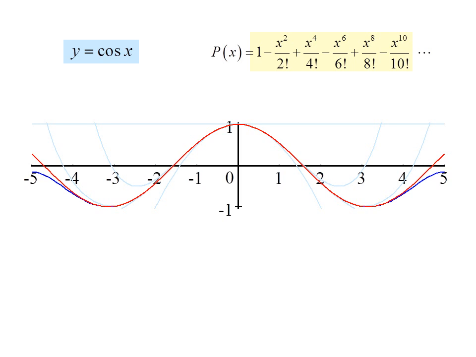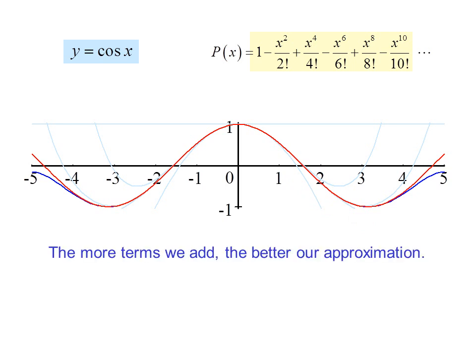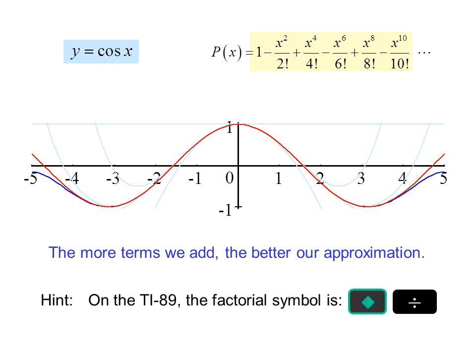And what we see is that close to 0, our approximation, which is in blue, comes very close to matching the original function, which is in red. The more terms we add, the better our approximation. Hint, on the TI-89, the factorial symbol is diamond divide.